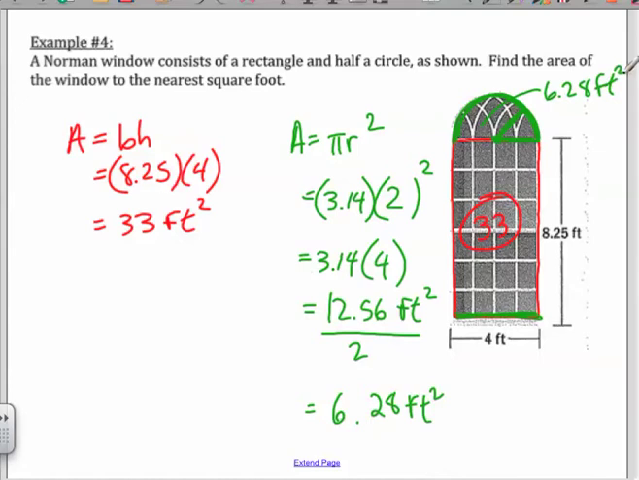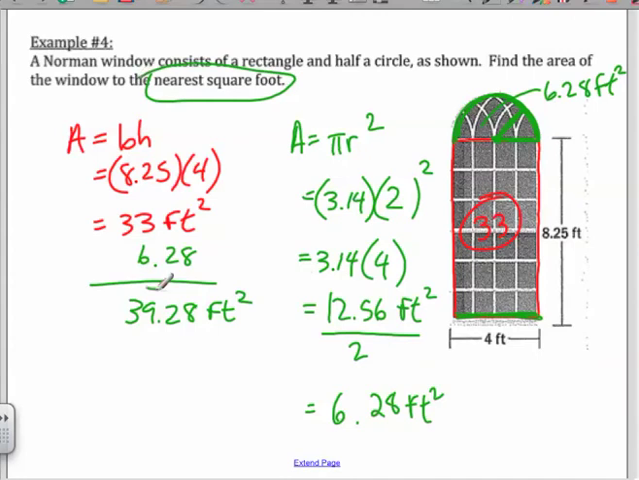So what's the area for the whole window? What do I do to find that, Armand? You add the 6.28 feet squared and you add the 33 feet. So I'm going to add 33 and 6.28, and that's going to give me 39.28 feet squared. And they said to the nearest square foot, so we're going to put our gate around the decimal. Does it drop down to 39, Zachary, or does it bump up to 40? It drops down to 39. It drops down to 39 feet squared. That's about how much glass you need to cover that window.